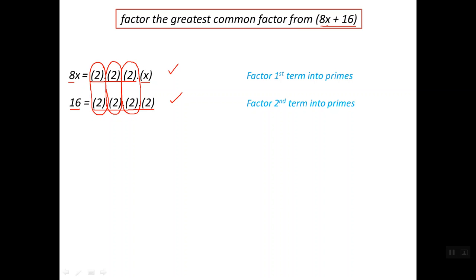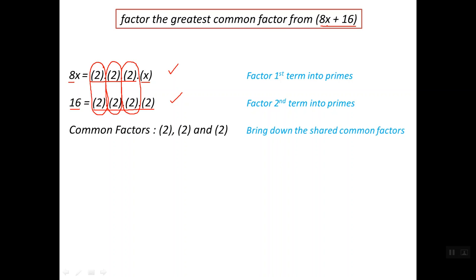So here we determine the shared factors. So we bring them down. So the common factors are 2 and 2 and 2. So in order to compute the greatest common factor, we simply multiply the three factors. So 2 times 2 times 2 is 8. So 8 is the greatest common factor for the two terms.